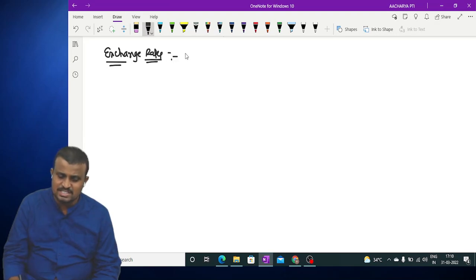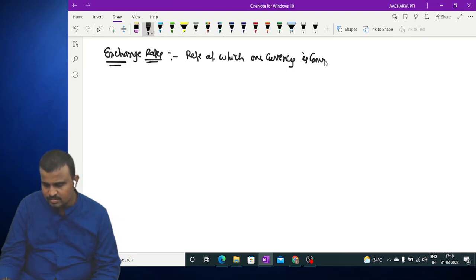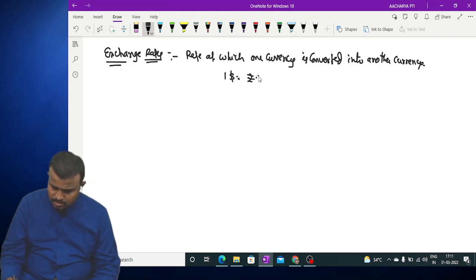Exchange rate, simply said, is the rate at which one currency is converted into another currency. For example, $1 is equal to 75 rupees. So this is the exchange rate. For converting the dollar into the rupee, how many rupees we need to pay? 75 rupees. So that is the exchange rate.